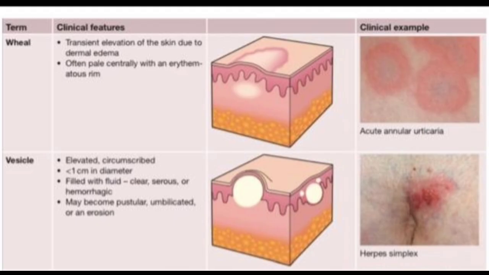Next is wheal. It is a transient elevation of the skin due to dermal edema. It is often pale at center and with an erythematous rim. Then vesicle is an elevated circumscribed lesion which is less than 1 cm in diameter, filled with fluid. This fluid may be clear, serous or hemorrhagic, and it may become pustule, umbilicated or an erosion.